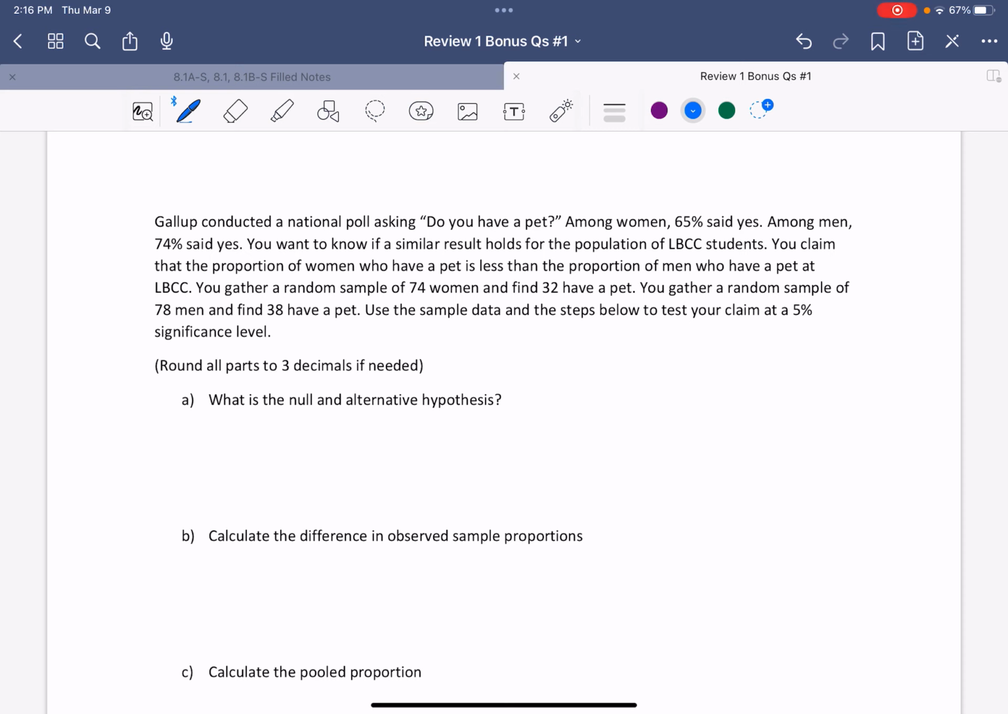X is basically the number of successes. The way I see it, you gather a sample of 70 women and you find 32 which have it, so X would be 32, and then X2 is the result for the second population. Correct, for the first population. You want to write success? Yeah, that's fine. So X is a success, for each population. 78 or 70?